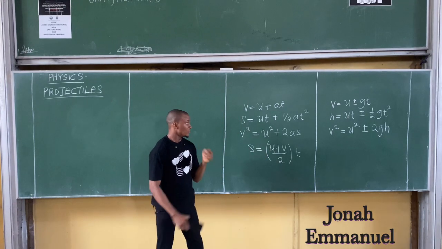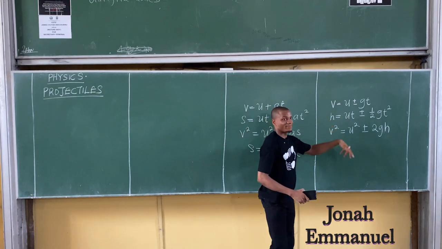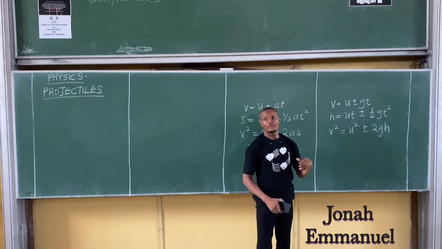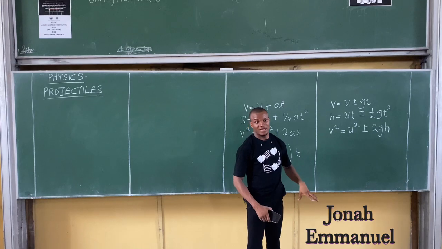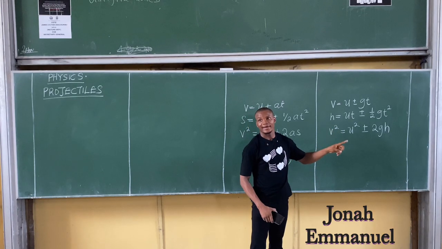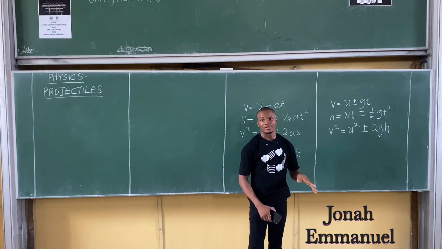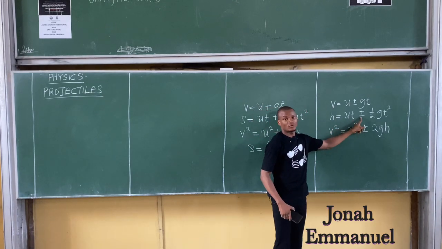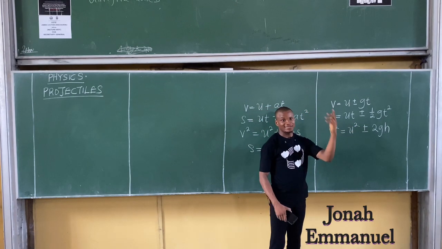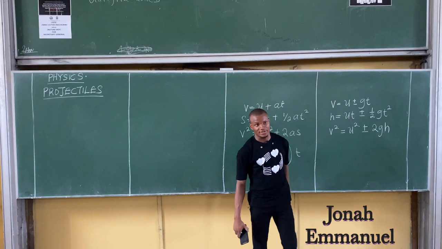So these are our three major equations for free fall. Whether you use plus or minus depends on the direction of the body. If the body is falling downwards, you use positive, because it's going towards gravity. If the body is being thrown upwards, you use negative, because it's going against gravity.